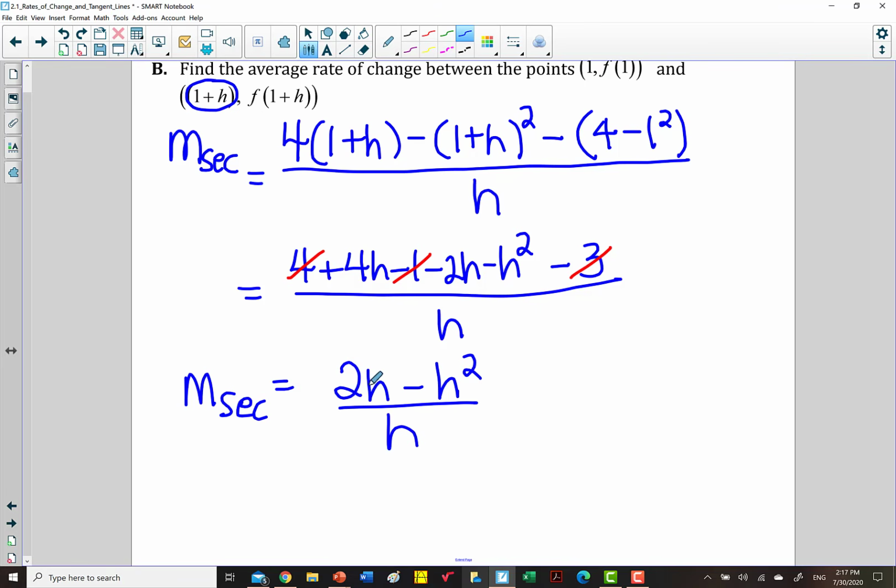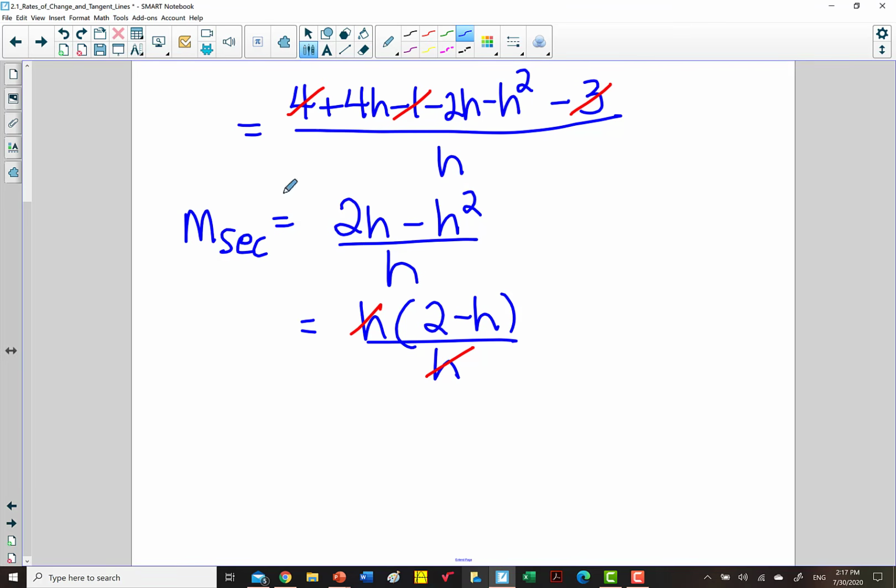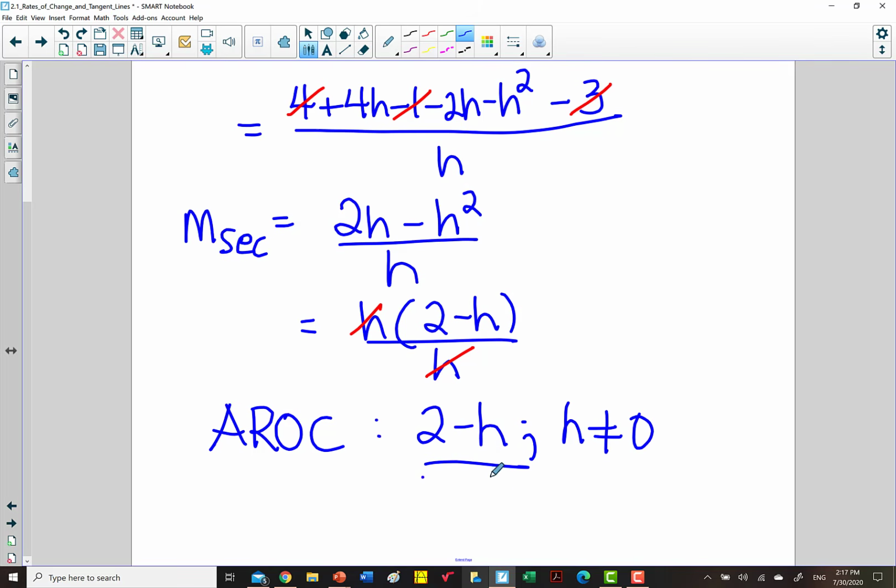Each term has an h in it. If we factor out the h, you can divide away that common factor, and we know that the average rate of change is 2 minus h, provided that h is not 0, right? H can't be 0. Then the slope is 2 minus h.